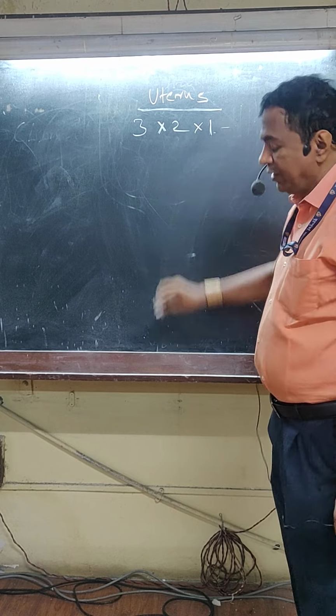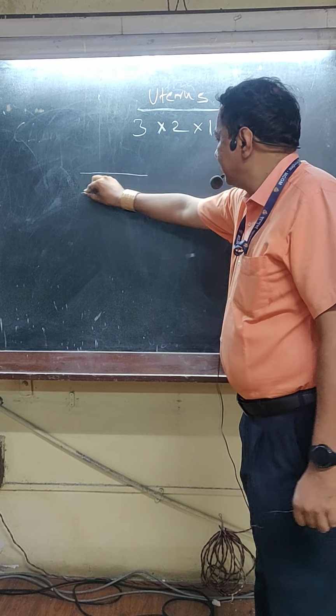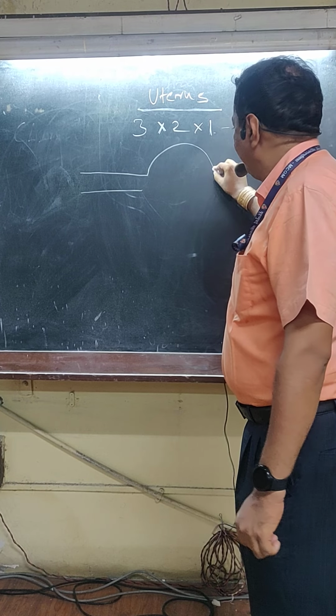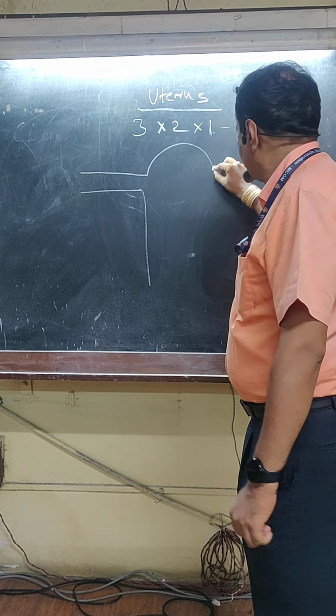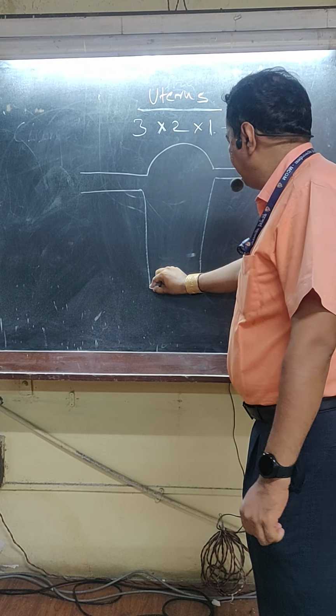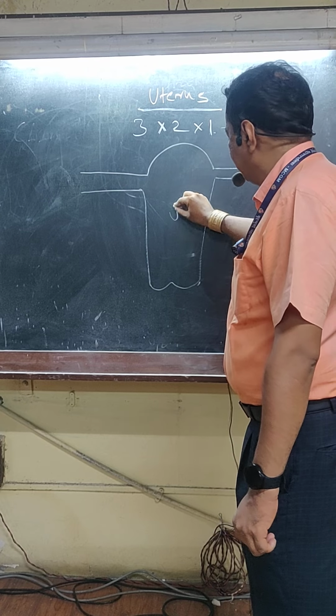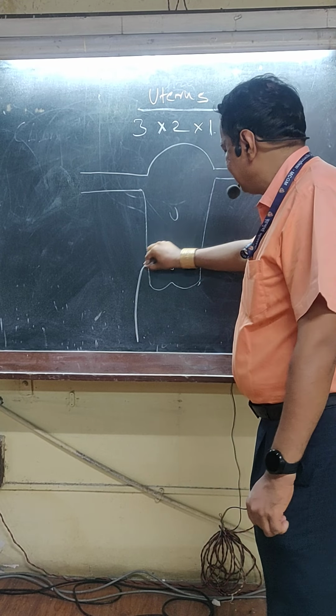Okay. So uterus has a fundus, and these are the uterine tubes. So normally by drawing we draw it like this. Upper part uterus, lower part cervix, and this is the vagina.